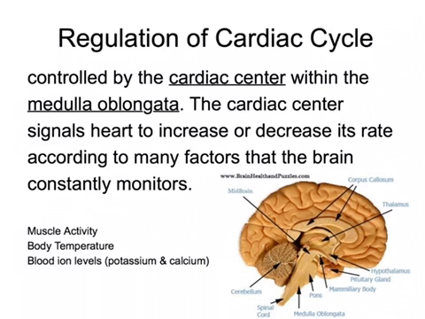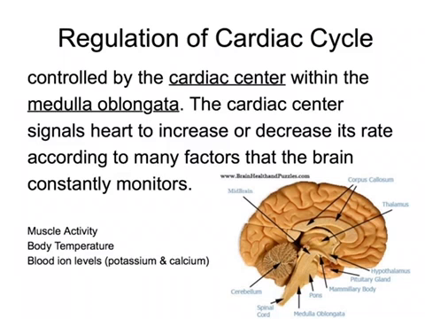Obviously, the brain is in charge of everything. So the cardiac center is located within the medulla oblongata. That cardiac center is what signals the heart to increase or decrease its rate according to the many factors that the brain monitors. So, muscle activity. If you're exercising and your muscles need more oxygen, that medulla oblongata is going to trigger the heart to increase its beating so that your muscles get more oxygen.